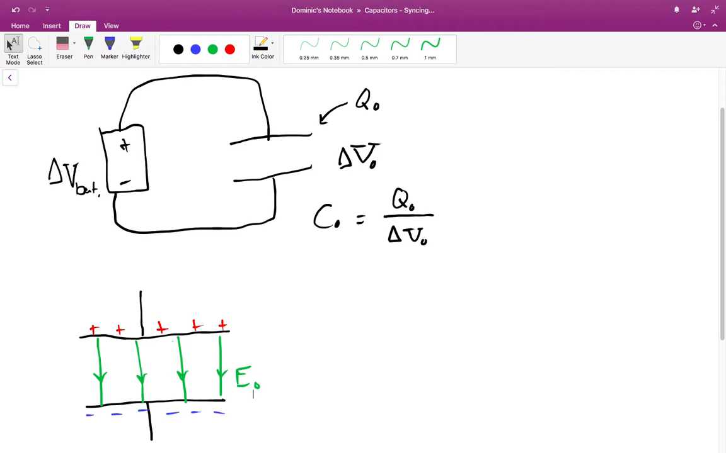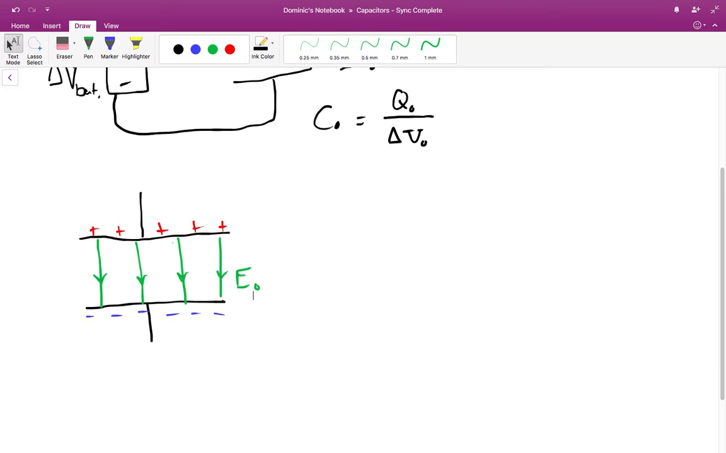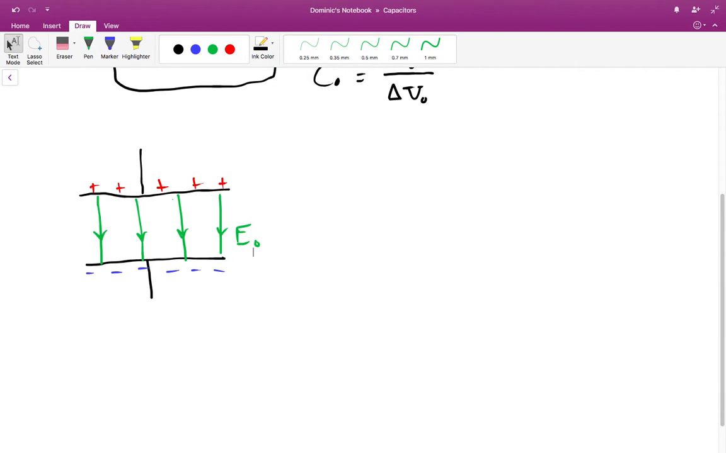And what we're going to do here is insert an insulator. Let's talk about what would happen if we did that. At this point, again, this is disconnected from the battery. So the one thing that is not going to change, since it's disconnected from the battery, is the amount of charge on the plates, because they have nowhere to go.